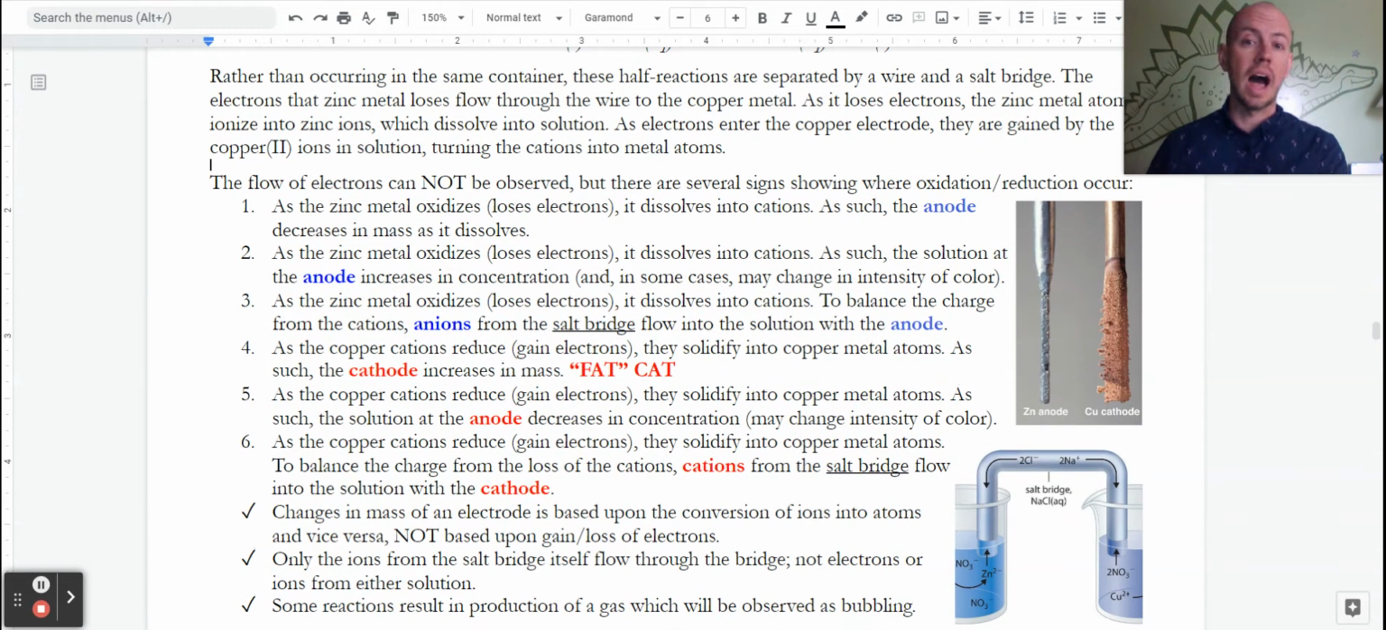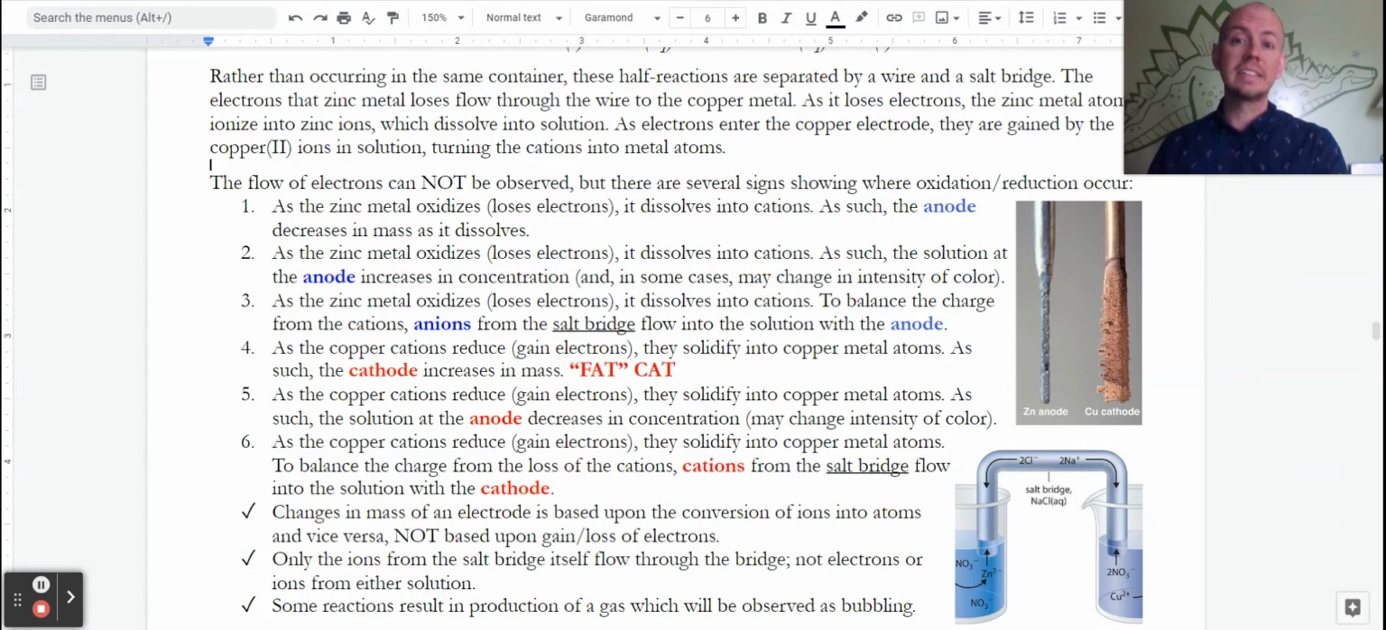As the zinc metal oxidizes, it dissolves. So that anode is going to get smaller and smaller and smaller. It will decrease in mass as it dissolves away. As that oxidizes, it creates cations, and there's a solution of zinc ions right there. And depending what we have, as we get a higher concentration of ions, we know from Beer's law, the solution may become more darkly colored. That's not the case with zinc, but it is with many things.